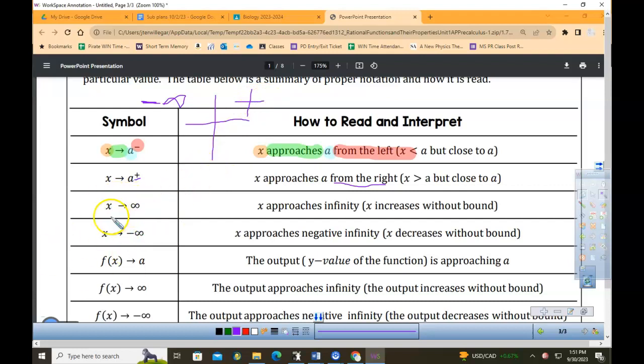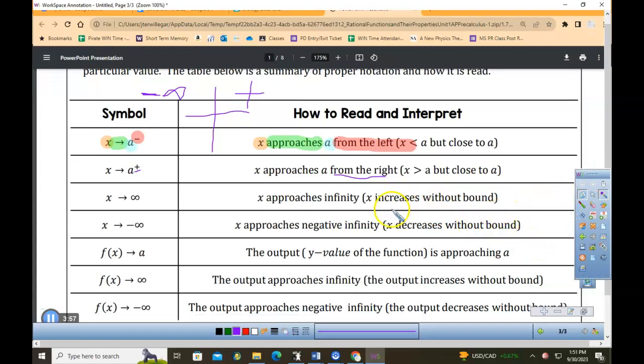These ones aren't really new. X approaches infinity, x approaches negative infinity. Either it's going up or it's going down, right? We've been dealing with that one. Now, if it's f of x approaching a, remember, f of x is associated with the y value of the function. So as x approaches infinity, we're thinking of the graph going to the right. F of x to infinity, we're thinking of the graph going up.